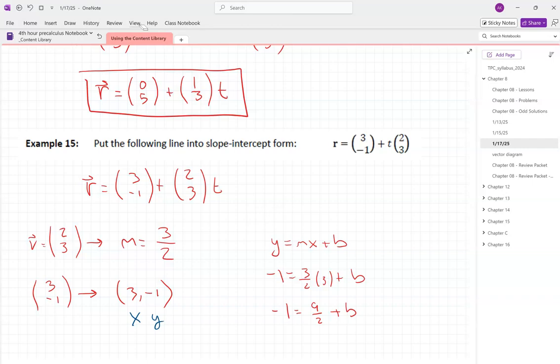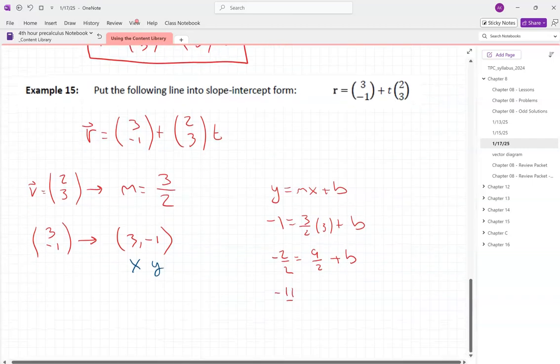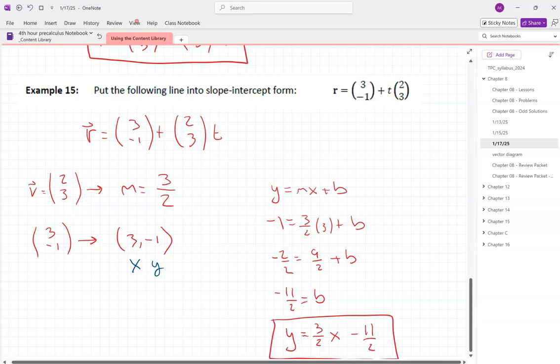So to solve for b, I'm going to need to make a common denominator. Let's go and do that right now. Negative 1, I'm just going to treat as negative 2 over 2. And then when I subtract 9 over 2 from both sides, I get that b is negative 11 over 2. And then all I have to do is put everything back together. And there we are. We've recovered a slope-intercept equation from a vector line equation.